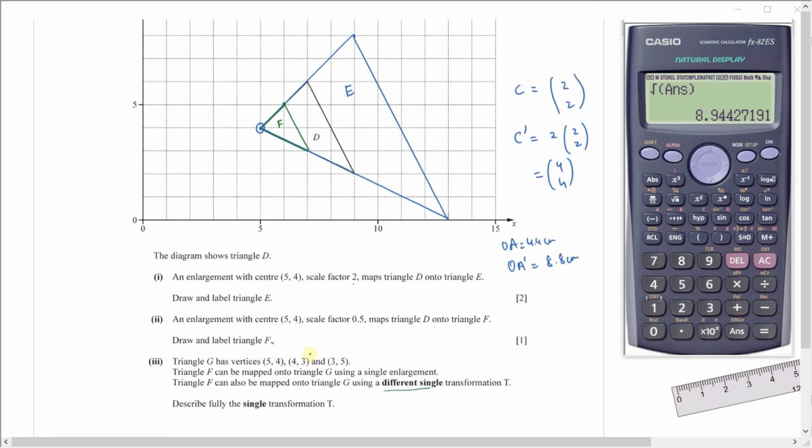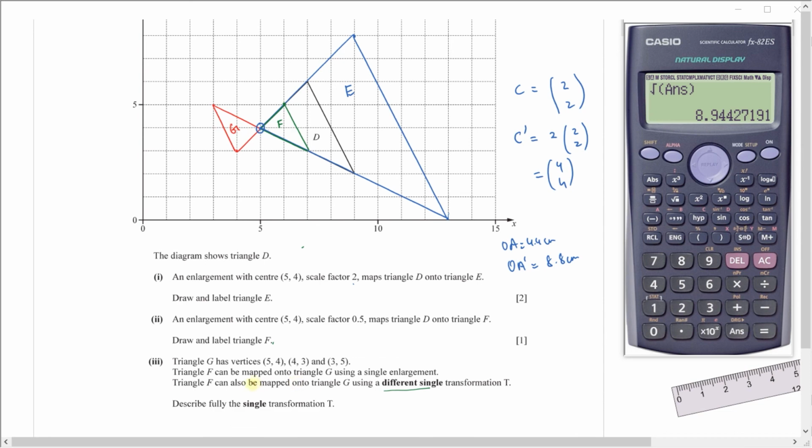So let me first draw this triangle G so that we can find out what kind of transformation we need. So G has coordinates 5, 4. So again, this point 4, 3. So 4, 1, 2, 3 will be this point, and then 3, 5. 3 and 5 will be this point. So let me draw this triangle. So this is your triangle G.